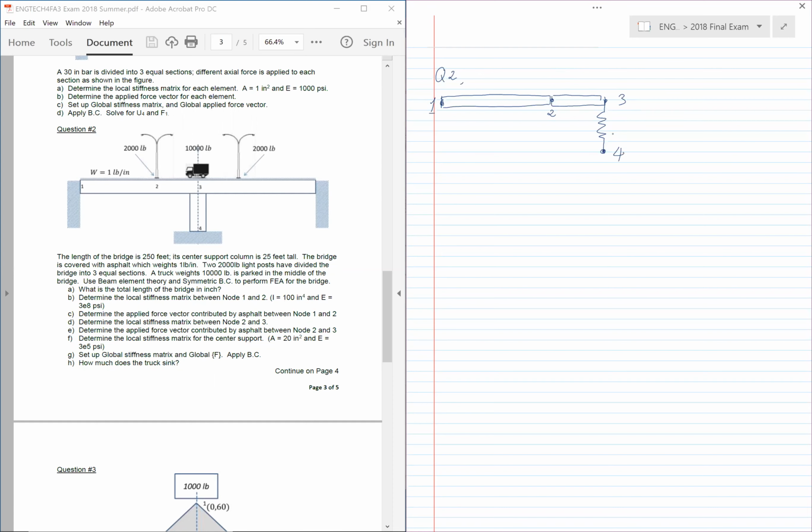Okay, now we rewrite the boundary conditions. This one is 2,000 pounds. And because the bridge is symmetric, right, I'm going to rewrite the weight of the truck as 5,000 pounds, because everything splits by the column, right? Okay.